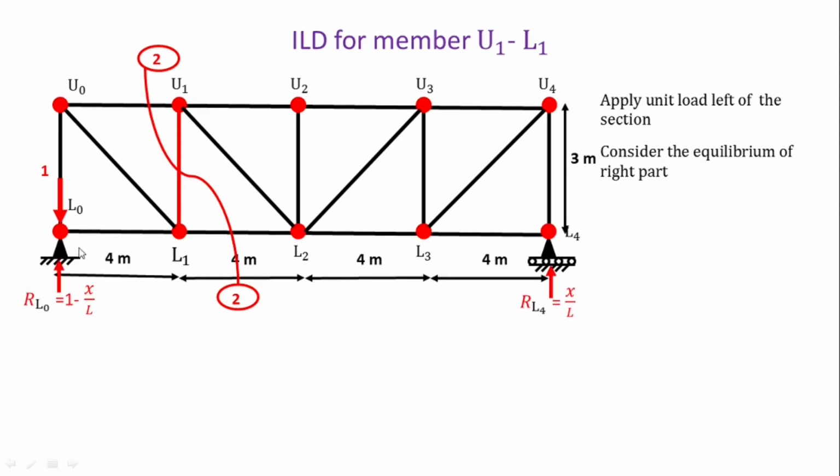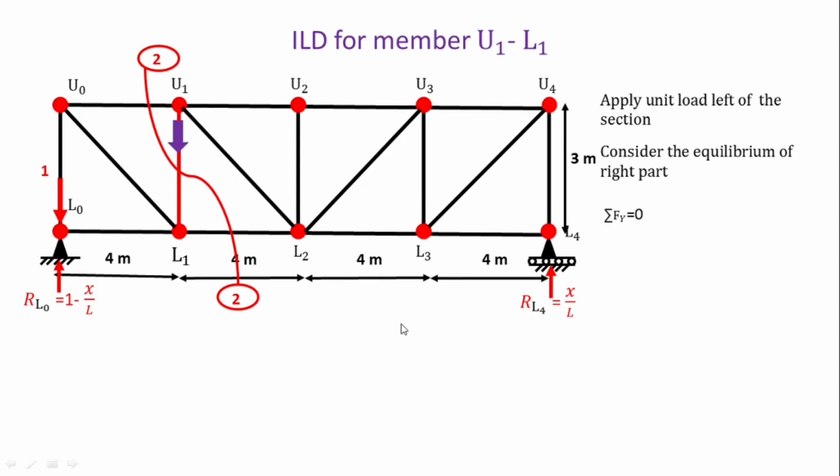Then find the reactions. As we know, the reaction RL0 is 1 minus x by L and RL4 is equal to x by L. Then this member is vertical, so we have to consider the sigma Fy condition, but before that we have to consider the sign convention of this U1 L1. Assume compression or tension, but above the line, not below the line, because we are considering the right part of the section. So we are assuming here the tension.